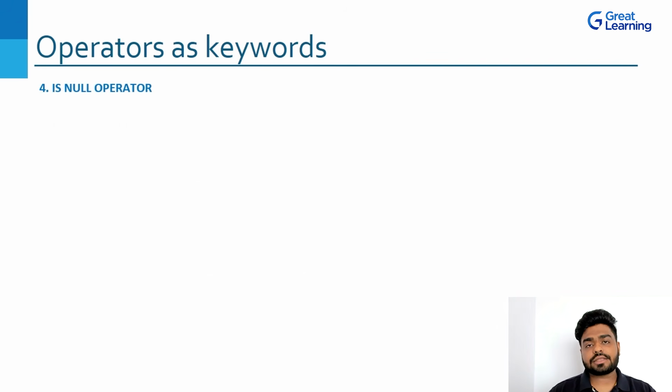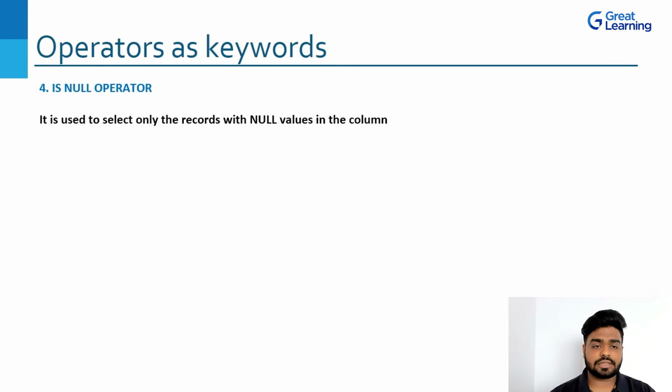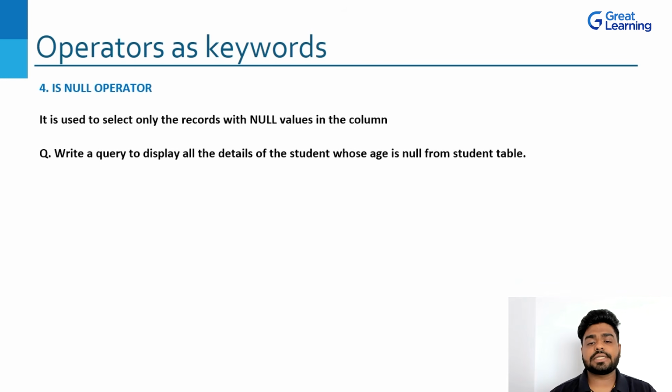Now the next one is IS NULL. By looking at the name, you must have understood what it is. Let's understand what NULL is. It is used to select only the records with null values in the column. Only the null values in the column will be there. Write a query to display all the details of the student whose age is null from the student table.